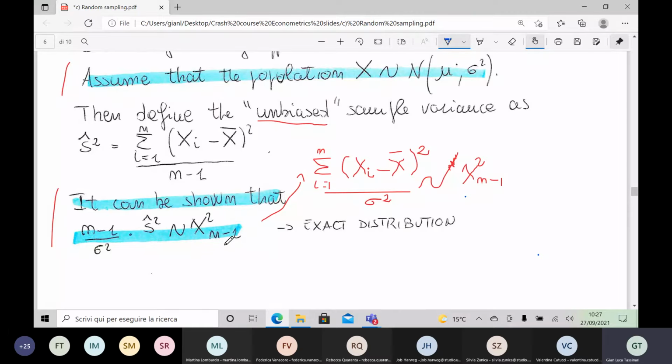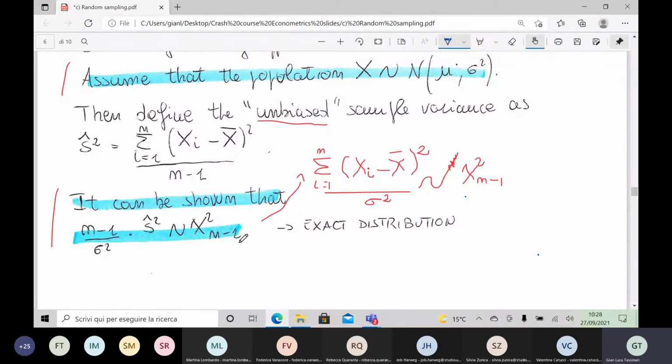And before the break, really last minute, look: substitute into S hat square its expression, which is this one. You see that if I substitute its expression here, I can simplify this n minus 1 with this n minus 1. So I get what I reported here: the sum from i equal to 1 to n of the capital Xi minus capital X bar to the power 2, divided by sigma square, follows a chi-square with n minus 1 degrees of freedom.